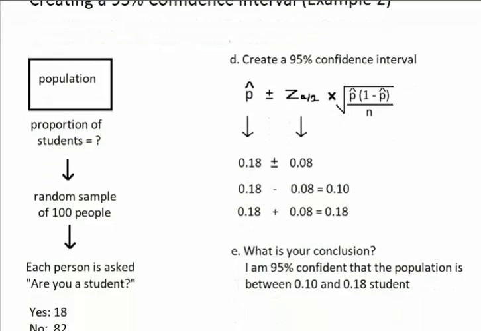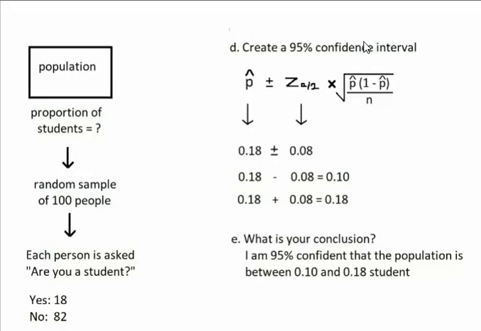Now we can get our confidence interval because we just have to take our sample statistic and add and subtract our 95% margin of error. Our sample statistic is the proportion from part A, the 0.18. Remember, 18% of our sample said that they're a student. And this margin of error came from part C. So 0.18 plus or minus 0.08 equals 0.10 and 0.18.